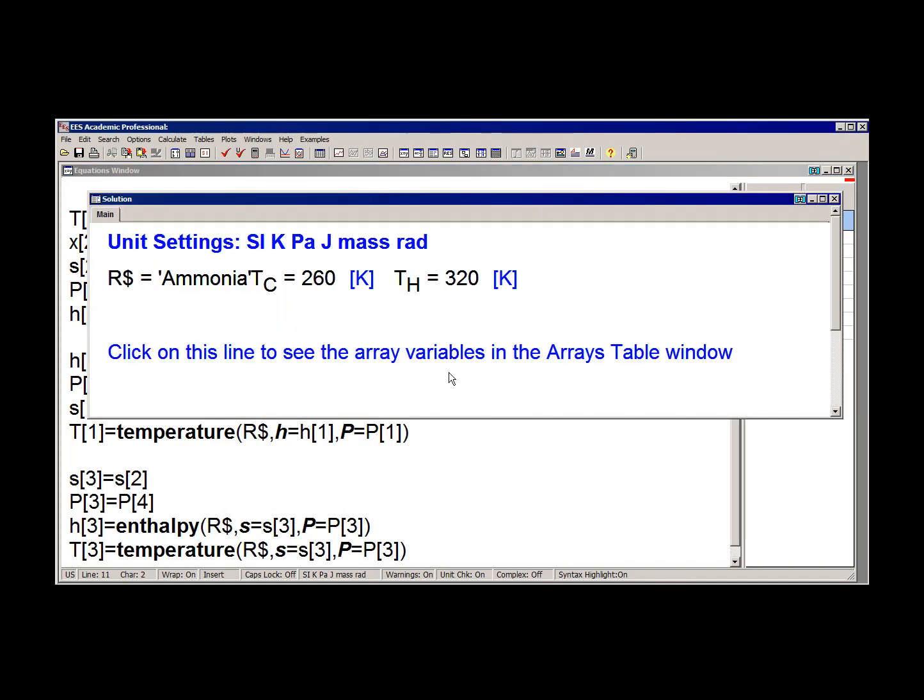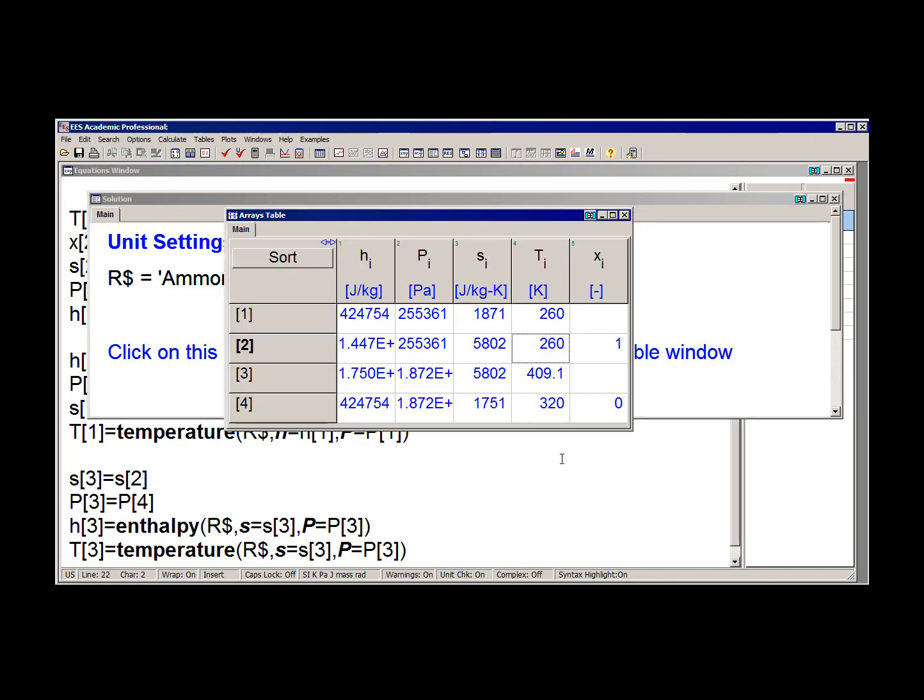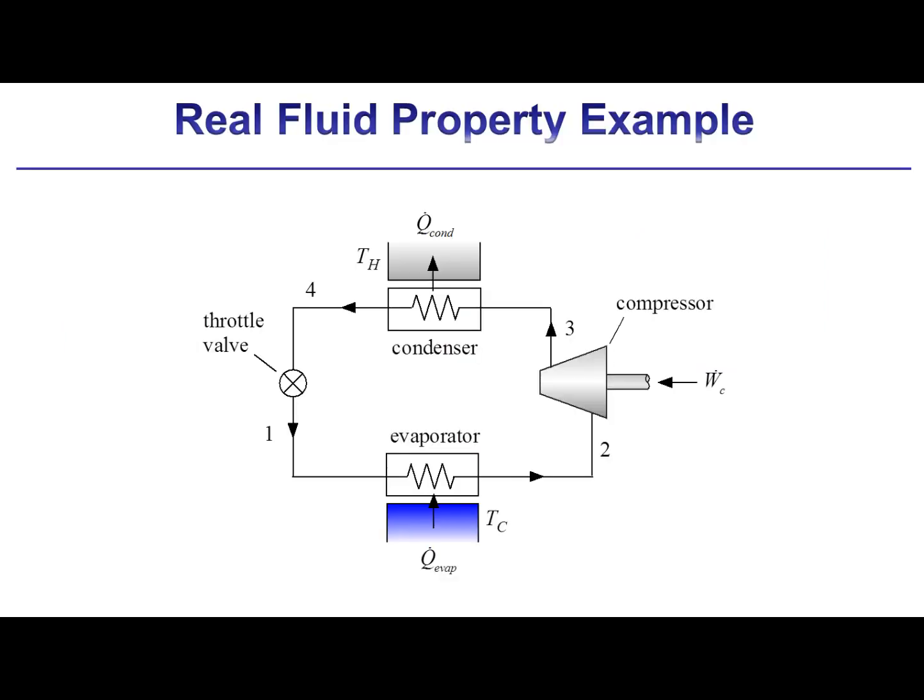So solving at this point then provides all the properties at each state, and you can see they're conveniently organized in this array. Section 4.6 of Mastering EES will show how properties in an arrays table like this can be used to create property plots on which cycle state points are overlaid. So for example, we might be able to make a pH diagram and show exactly where the cycle state points are on that pH diagram.